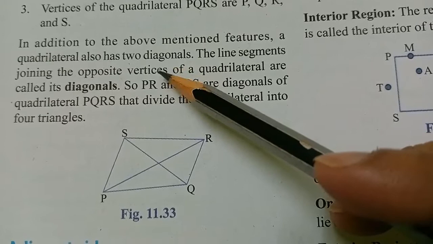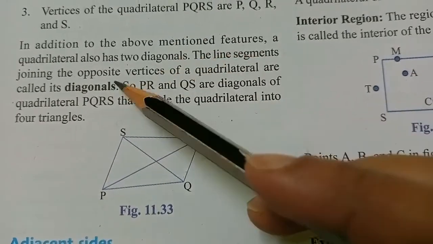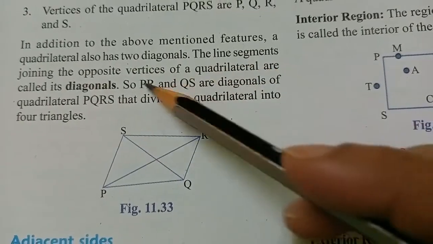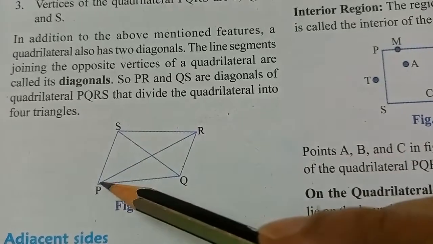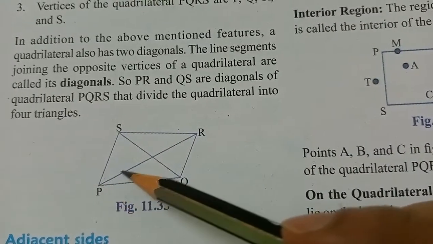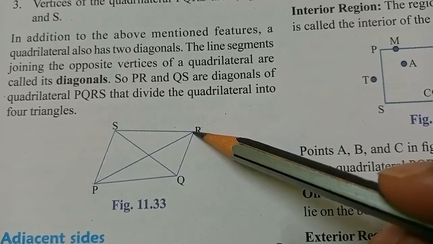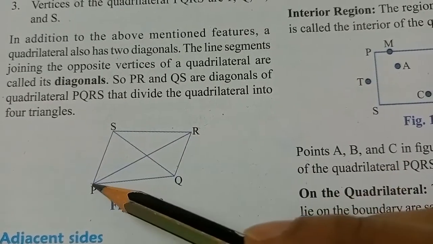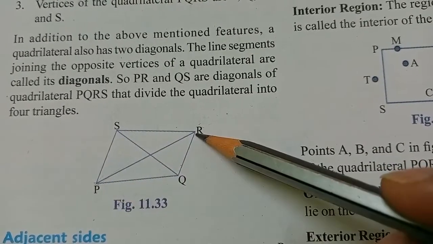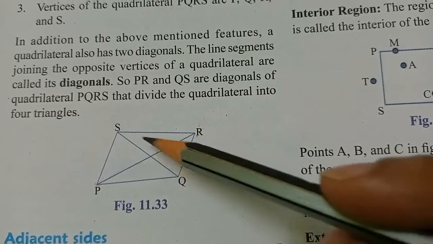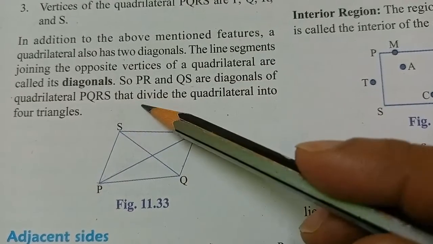Now see, any quadrilateral has two diagonals also. So what is called diagonal? The line segment joining the opposite vertices of a quadrilateral is called diagonal. Here you can see PQRS is a quadrilateral. Here you can see a line segment joining the two opposite vertices. This P and R both are opposite vertices. So a line segment joining the two opposite vertices is known as diagonal. So PR is one diagonal and the next diagonal is QS. Okay. So PR and QS are diagonals of a quadrilateral PQRS.